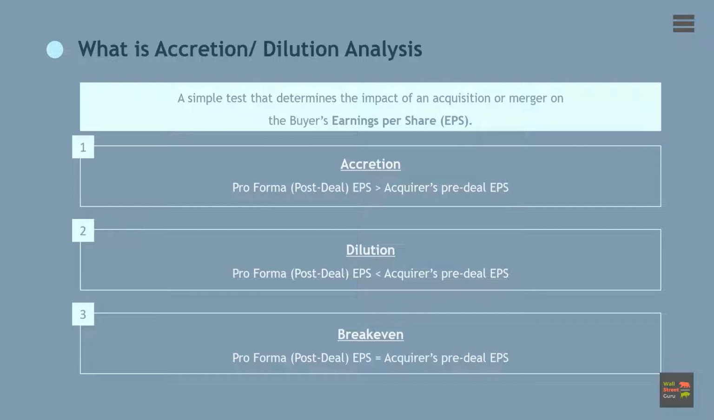Breakeven. This scenario is pretty self-explanatory. Upon a merger or acquisition, the acquiring company would essentially break even. In other words, there would be no impact on the acquirer's EPS, and the company's EPS would be the same before and after the deal is made.